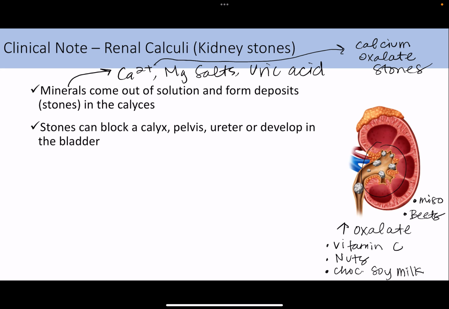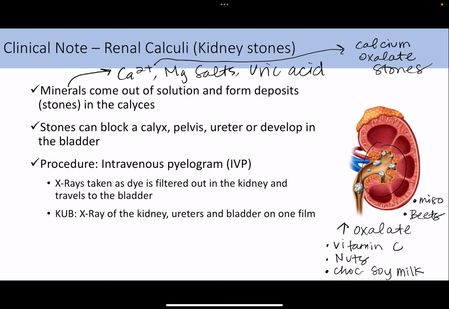And these stones can be very, very painful. They can block a calyx, the renal pelvis, the ureter, or they can develop in the bladder as well. How we can look for them is through an intravenous pyelogram. So we inject you with a radioactive dye that's going to go through your body, go through your kidneys, and be filtered out. You're going to urinate it out, and then we can do an x-ray. And then we can see where that intravenous dye has flowed to. The x-ray that we take is a KUB. That's your kidneys, ureters, and bladder all in one film.